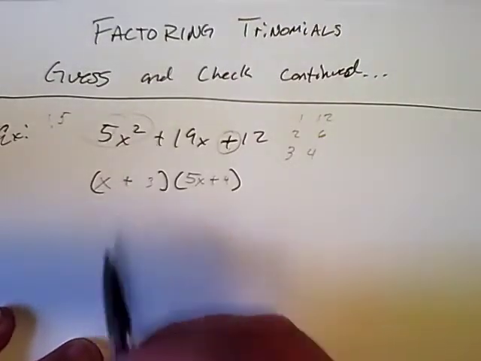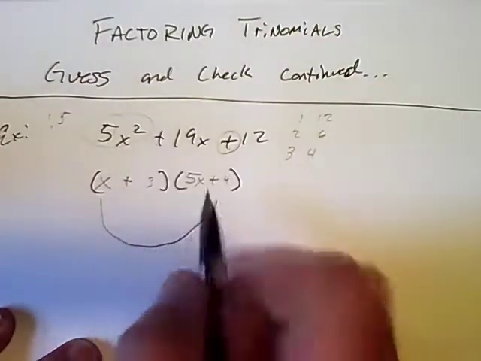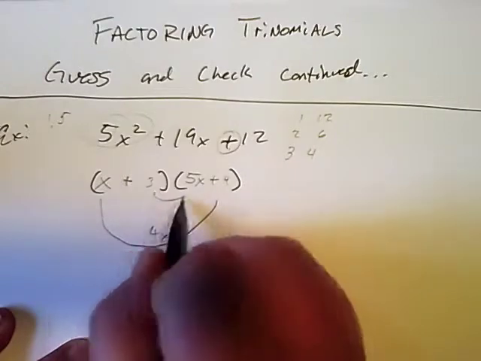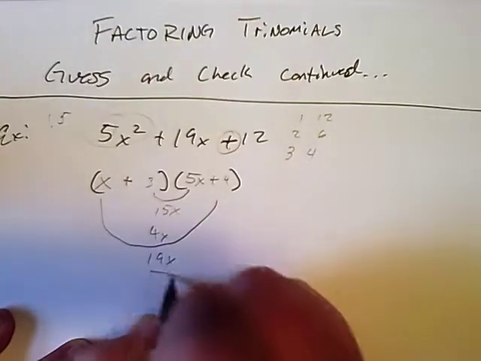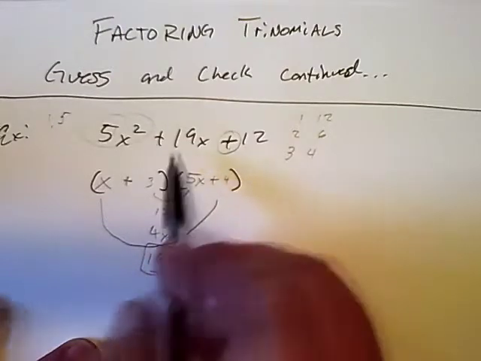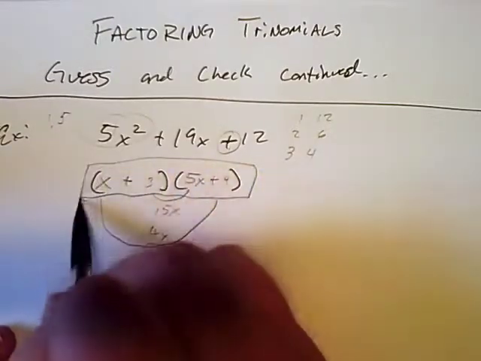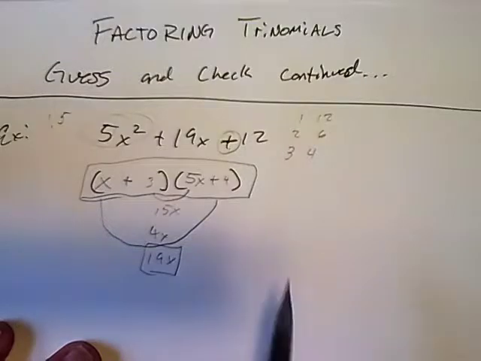All right, so I have to check. X times 4 is 4x. 3 times 5 is 15x. 15x plus 4x is 19x. That's what we wanted, so we're done. We got lucky on our first guess.